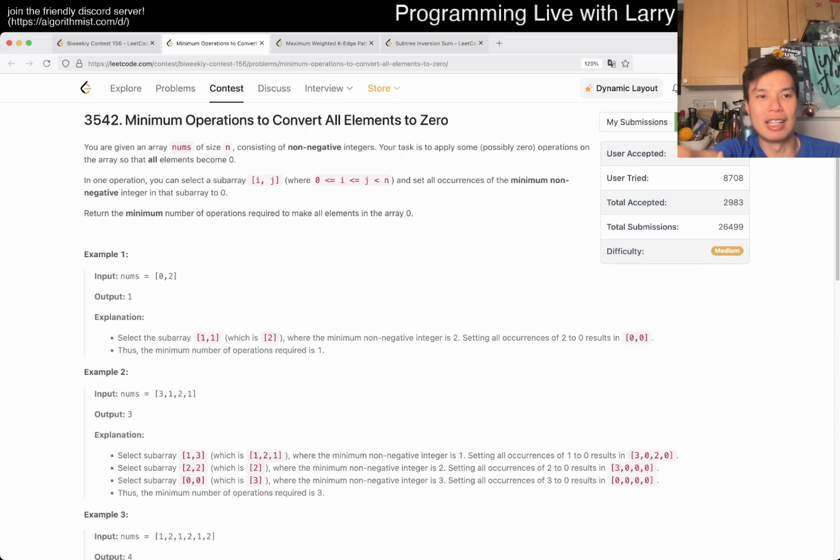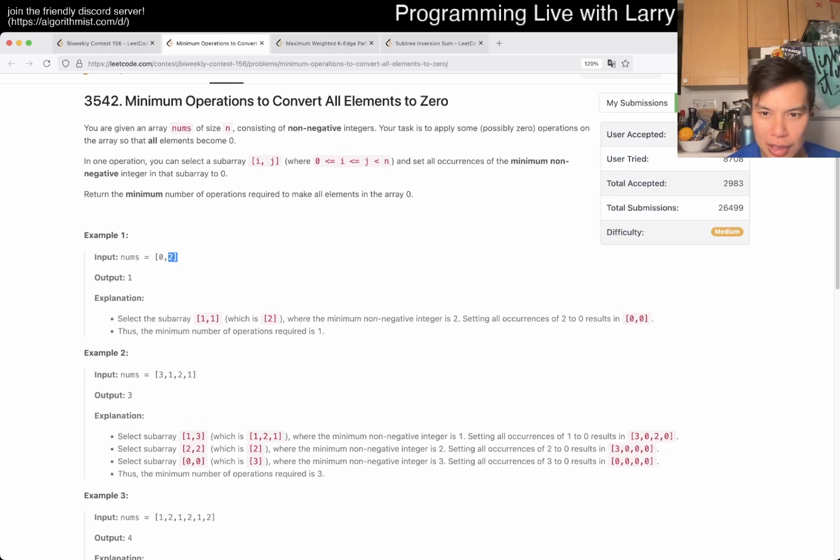Okay. Nums and non-negative numbers. Operations so that all numbers are 0. So you may select a subarray and set all occurrences of the minimum non-negative integer in that subarray to 0. Return the minimum. Okay, so you have 0, 2. So you select the 2 to 0. Okay, what is that?